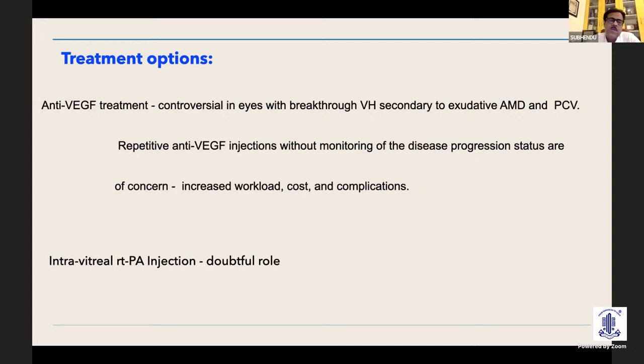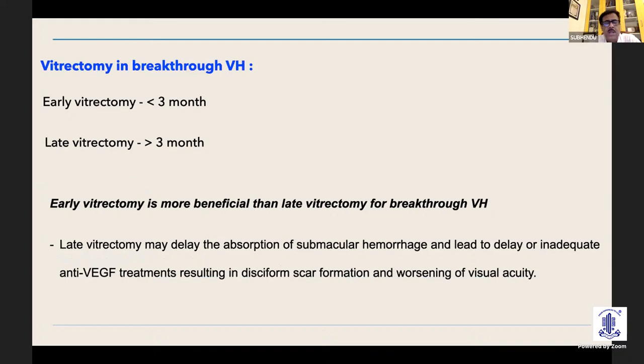So for the treatment options, there is hardly any role of anti-VEGF or rTPA injections. Anti-VEGF is not only controversial, but it actually increases the workload, cost, as well as the complications. And intravitreal rTPA has a very doubtful role, whether it is at all effective to clear up the breakthrough vitreous hemorrhage or not. It is not known. No study has highlighted it. So vitrectomy is the only option, whether you do an early vitrectomy or a late vitrectomy.